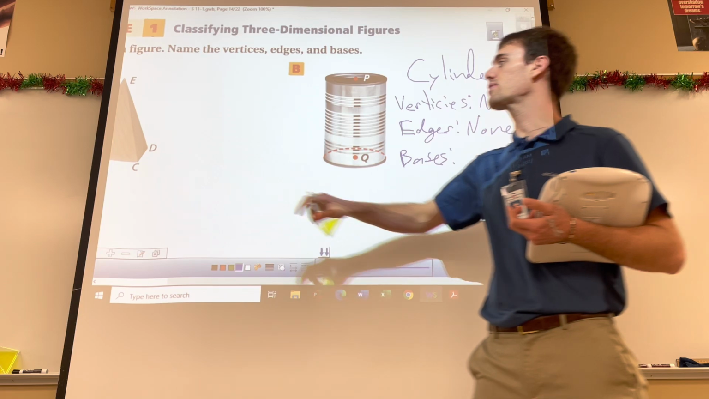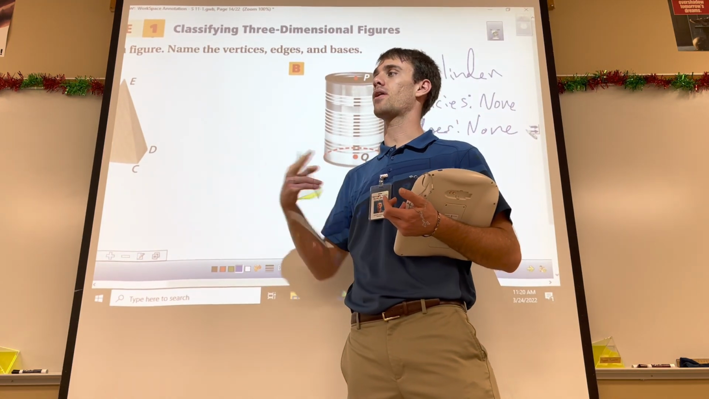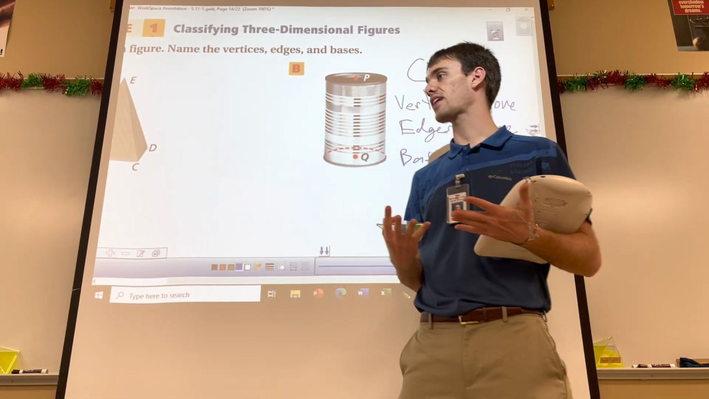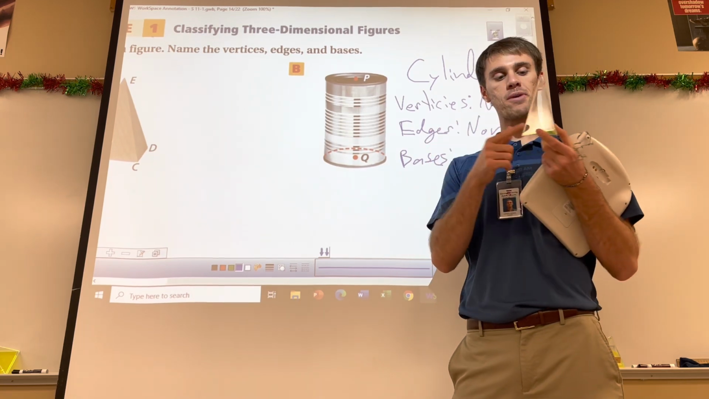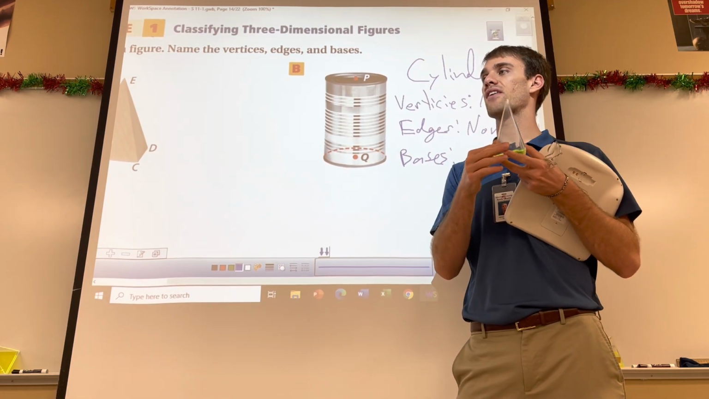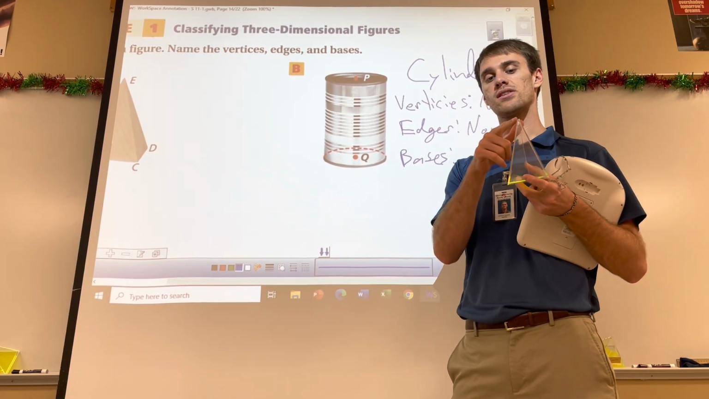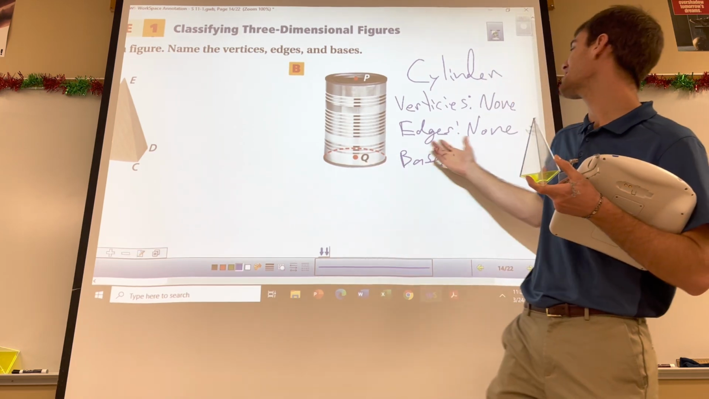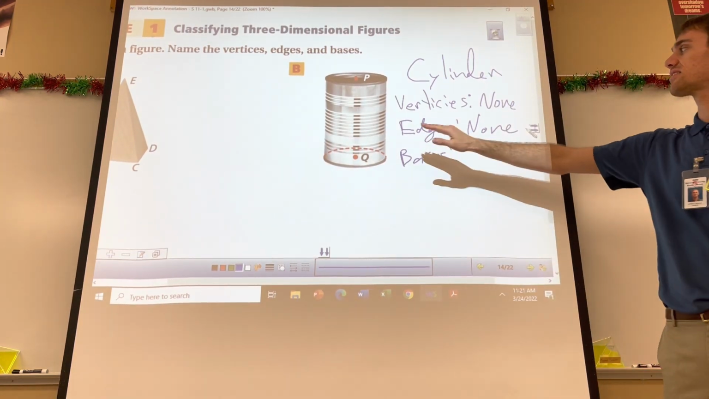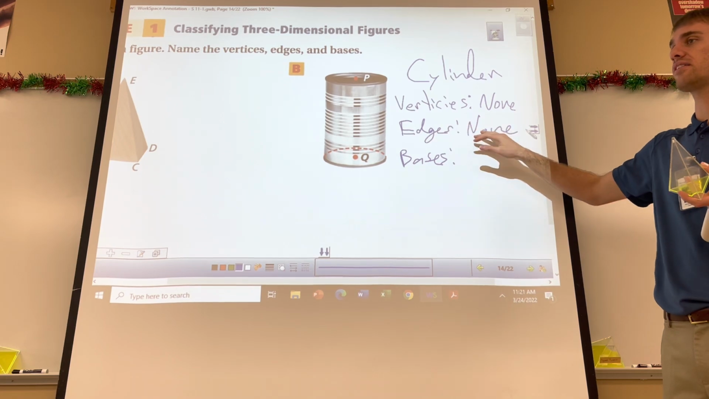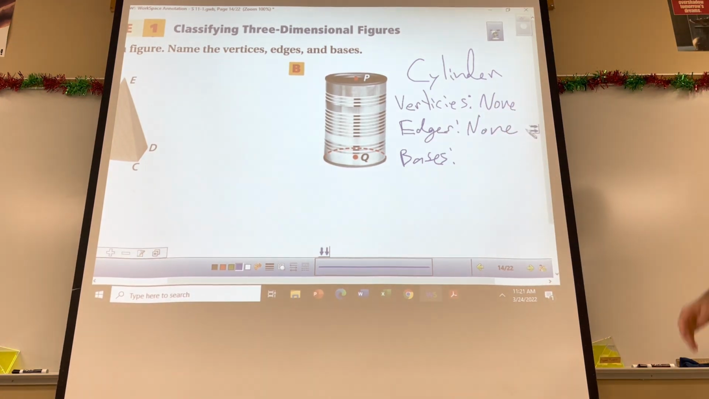The reason is because this one had two different types of edges, so I wanted to differentiate between the two different types. You know, edges that are along the base versus edges that aren't, which are those lateral edges. Whereas this one doesn't have any. So I could say lateral edges none, base edges none. Instead, I'll just say edges none.